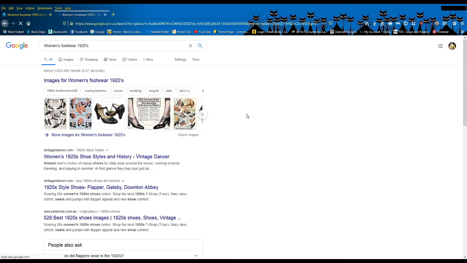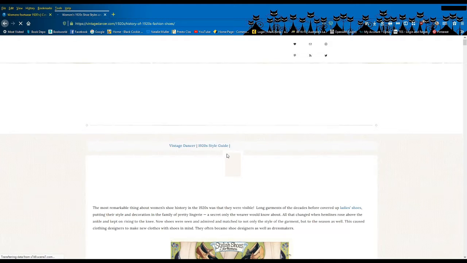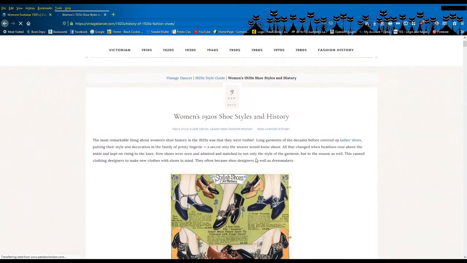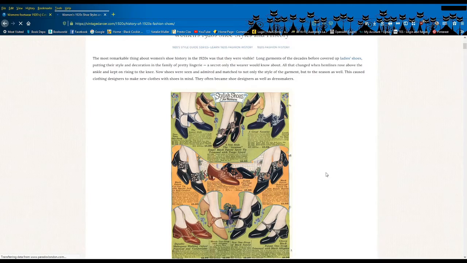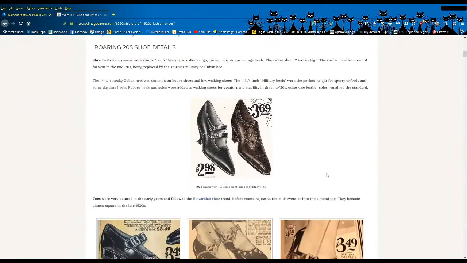So here we are on Google, and we're having a look at women's footwear of the 1920s, carrying on from what we had a look at in the archive. So this is what you get when you put literally women's footwear in the 1920s into Google. You get a whole load of different results, not all of them necessarily useful. So this is what we're having a look at. This is the first one that seemed interesting.